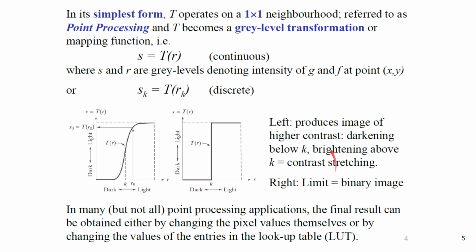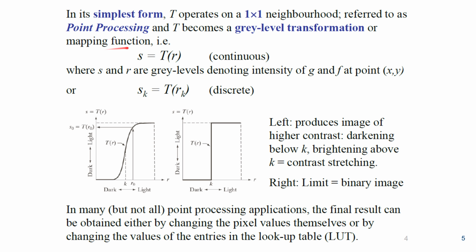As I said, in the simplest form, this function T is going to operate on a one-by-one neighborhood, which just means the individual pixel. We can also do transforms where we look at the neighboring pixels around an individual pixel and use that to perform the transform, but we're not going to do that here. We're just going to look at point processing, where we're just mapping individual pixels from an input image to an output image. This function is going to transform the grey level intensity in some way.